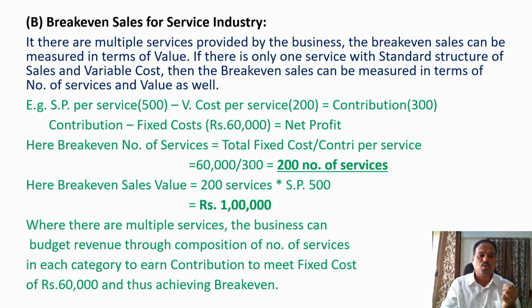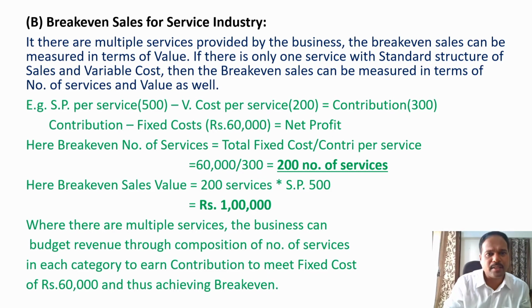Okay, so for example, we'll take your service selling price per service is say 500, variable cost per service is 200. So contribution for one service is 300. So contribution minus fixed cost is equal to net profit. That is our formula.